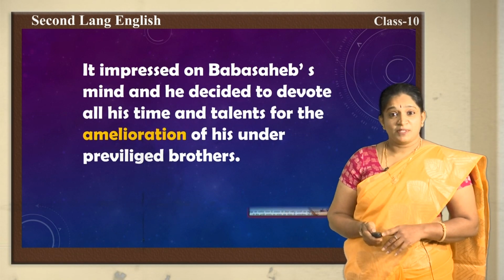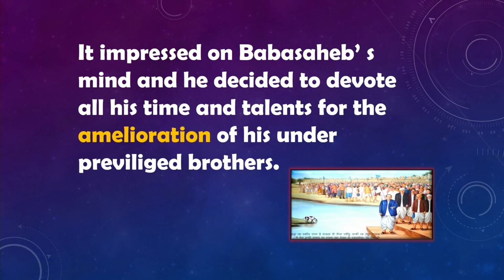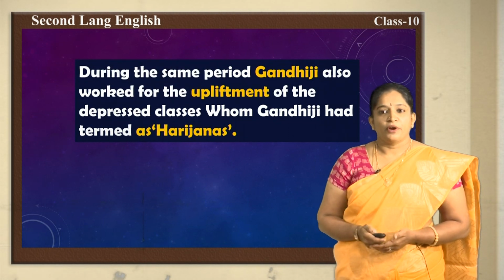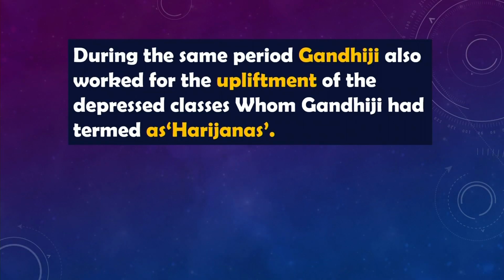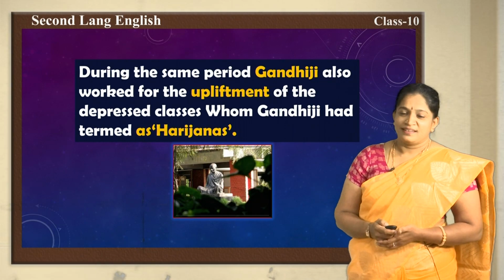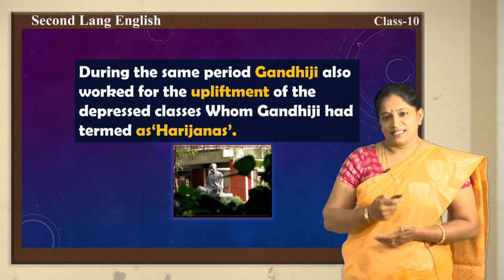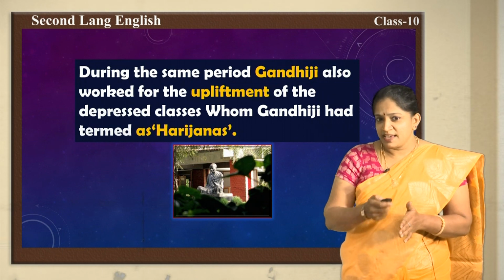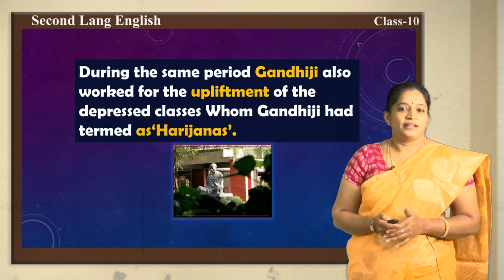It impressed Baba Sahib's mind, and he decided to devote all his time and talents for the amelioration, which means the improvement of his underprivileged brethren. And you should note one more point here, children. During the same period, Gandhiji also worked for the upliftment of the depressed classes, whom Gandhiji had termed as Harijanas, whereas Dr. B.R. Ambedkar termed them as Dalits. Both of them worked for the same cause, but Gandhiji termed them Harijanas and Dr. B.R. Ambedkar termed them Dalits.